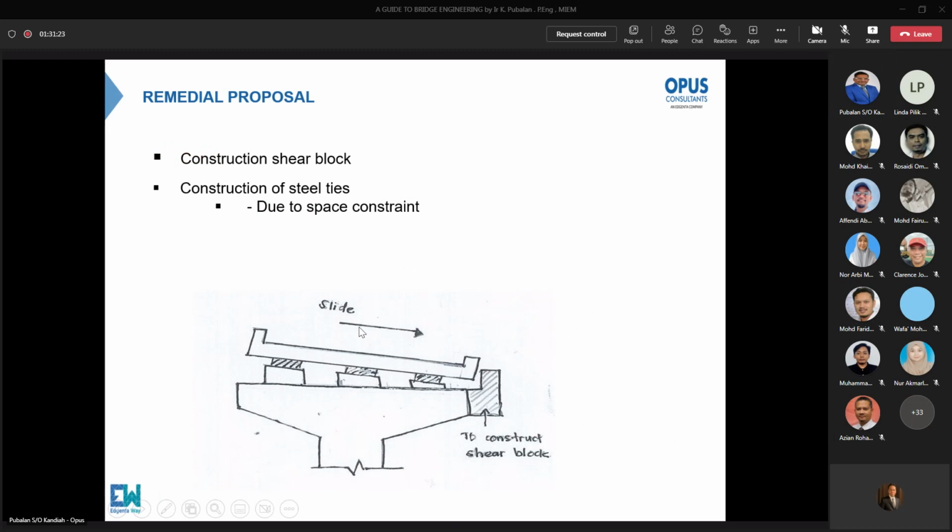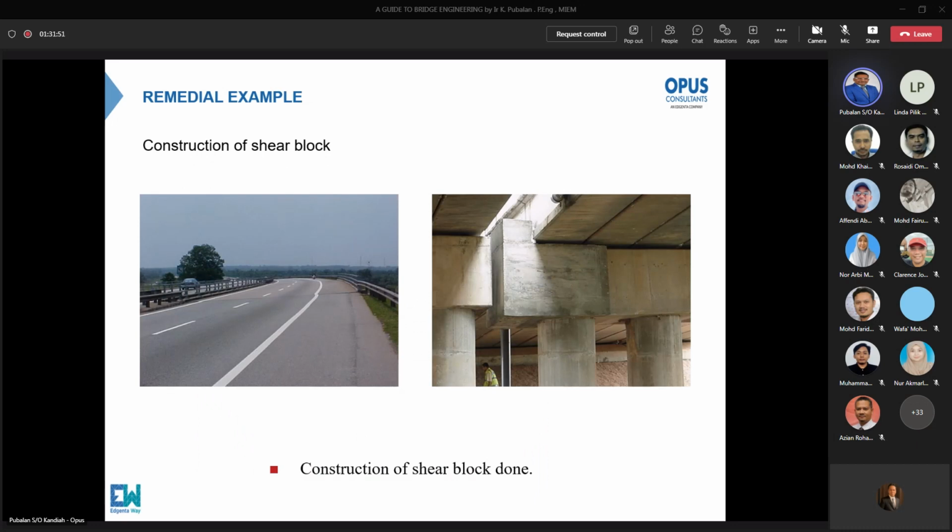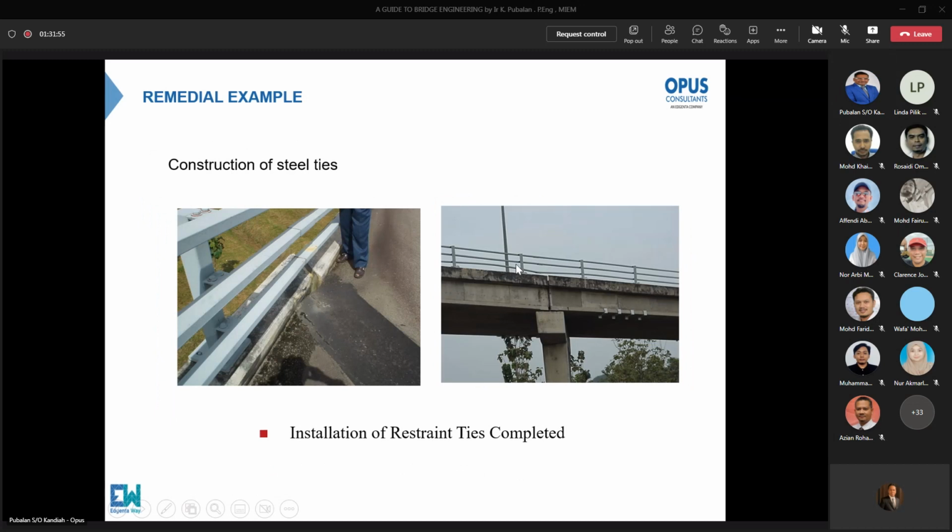Then supposing the bridge slides. So what do we do when the bridge slides? We have to protect it from sliding down. And that can be done by constructing a shear block. Shear blocks are very useful. Shear blocks can protect the deck from sliding down. Example of shear block. Shear block has been done here. No shear block, but restraint tiles.